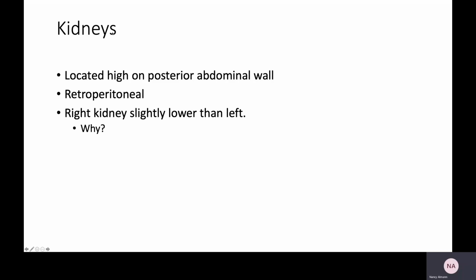Now, let's do a quick review of the kidneys and their gross anatomy. They are placed fairly high on the posterior abdominal wall, relatively speaking. They are surrounded by fat for insulation and protection and padding. You'll remember that they are retroperitoneal. The right kidney's position is slightly lower than the one on the left. Why might that be? If you can't figure it out, we'll go over it in class.